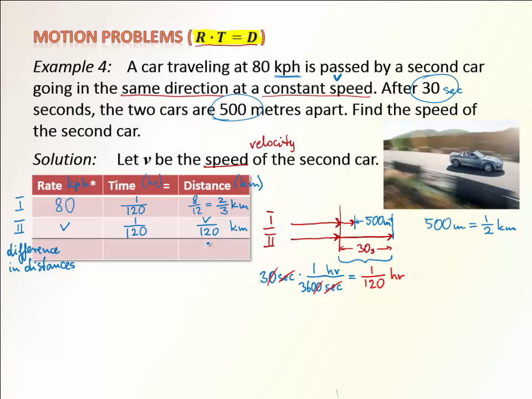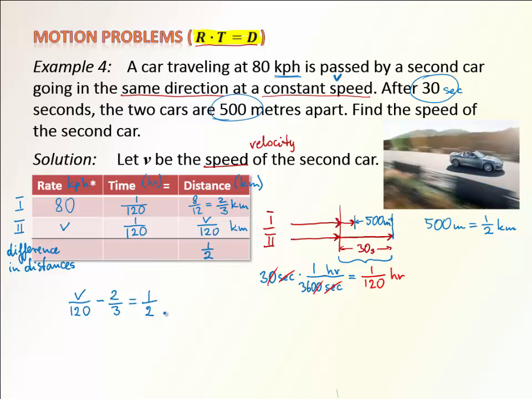So this difference is 1/2 kilometer. To set up the equation correctly, we need to start with the longer distance. The longer distance is of the second car, and the distance of the second car is in this box. So we start with V over 120, and then we subtract the distance covered by the first car, which is 2/3. Overall, this difference should be 1/2.